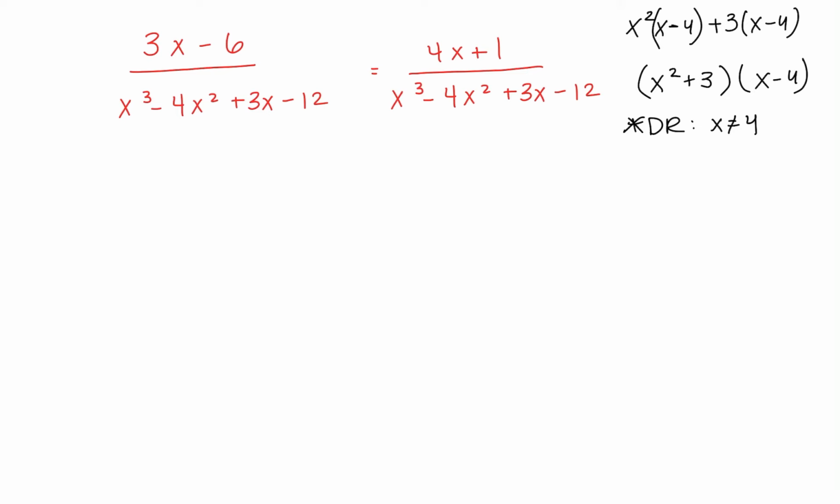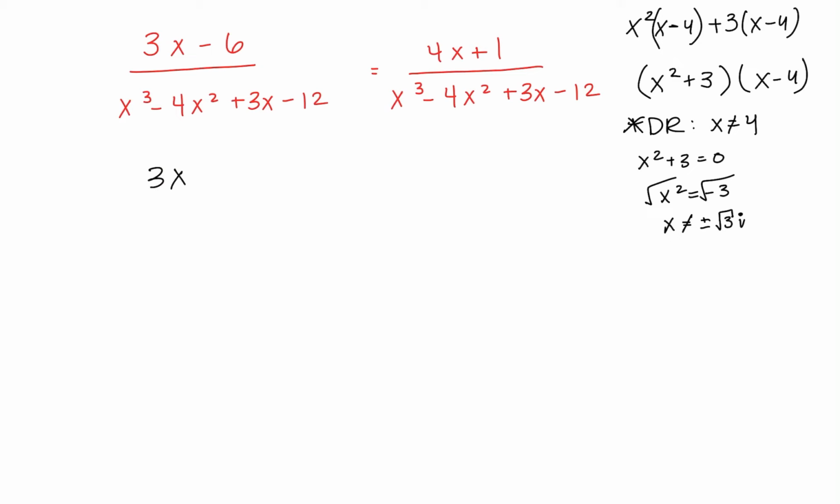And then I've got to solve for x in this other factor of x squared plus 3. So x squared plus 3 equals 0. That means that x squared equals negative 3. I'll take the plus or minus root, and I'll get x equals plus or minus square root of negative 3, which I will rewrite as root 3i. So I know that I can't have x equals 4 or x equals plus or minus root 3i. So those are my domain restrictions.